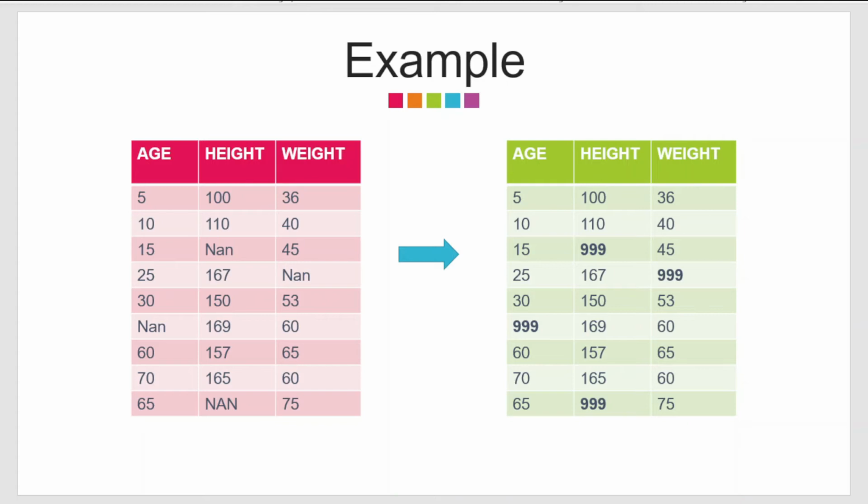And the algorithm might learn this thing as well. So here we have this numerical data. So we are replacing the missing values with triple nine. You can use any value, but make sure it does not belong to any distribution because then the whole purpose of this technique is defeated.